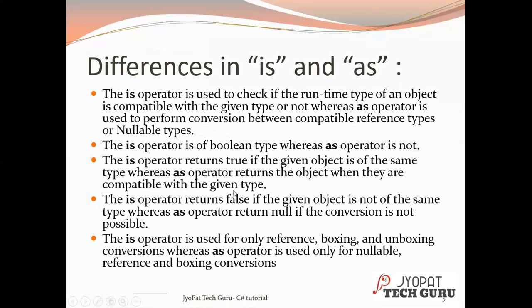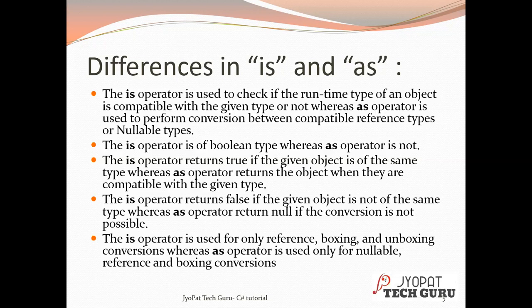So what is the difference between is and as? The is operator is used to check if the runtime type of an object is compatible with the given type or not, whereas as operator is used to perform conversion between compatible reference types or nullable types. So as per the definition of is and as, it is going to check the runtime type, whether it is same or not. If it is same, if it is different, you can check it very easily using the is operator.